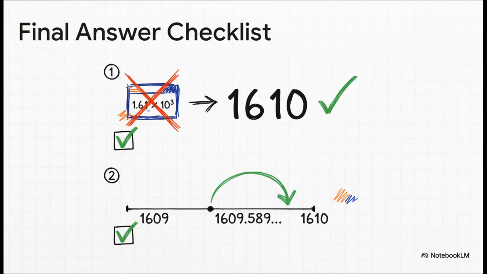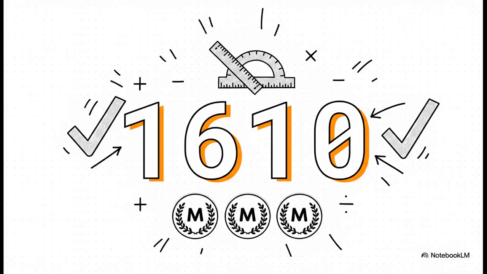So let's go back to that checklist from the start. What did it say? It has to be an ordinary number, and it has to be rounded to the nearest integer. Well, our number is 1609.589, and that 5 tells us everything we need to know: we need to round up. And that gives us 1,610. That is the final answer. It ticks all the boxes. That's your A1 mark. 3 marks in the bag, job done.